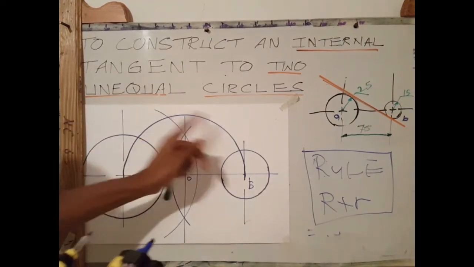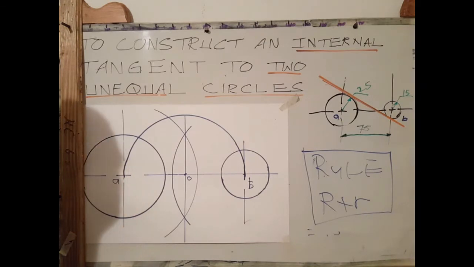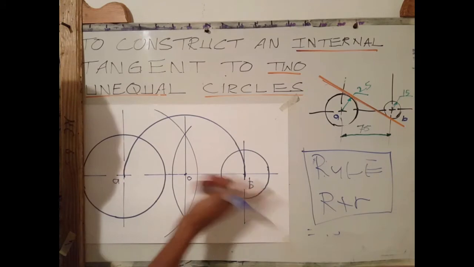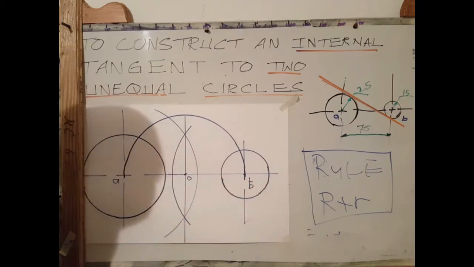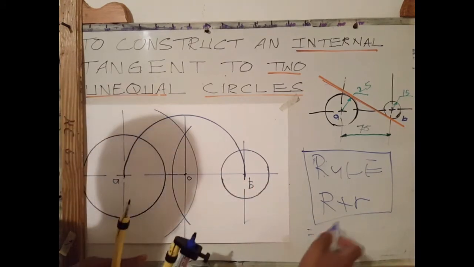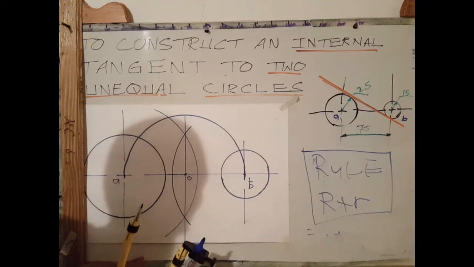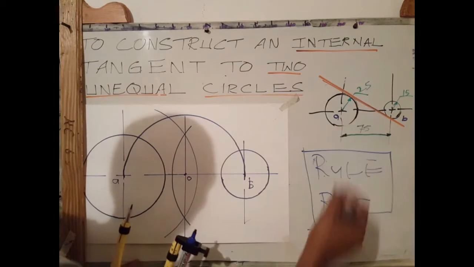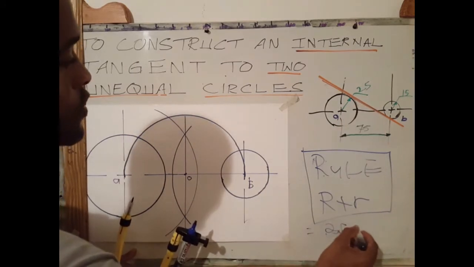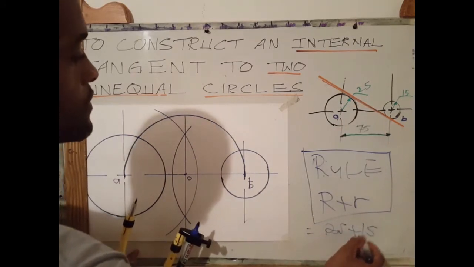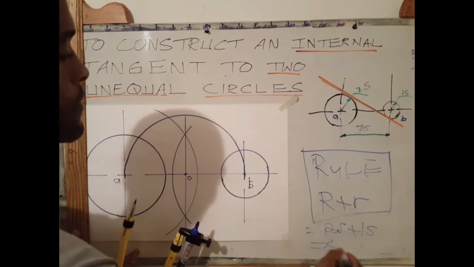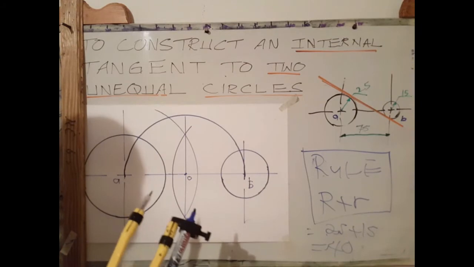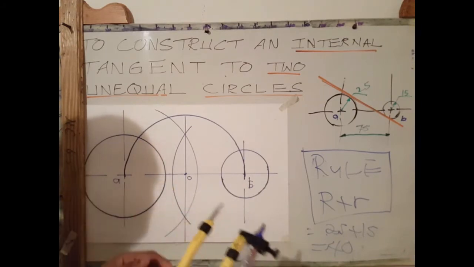Now that you have drawn your semicircle, next step is to add radius A to radius B. It doesn't really matter which way. So it's big R plus small r. You may want to do this mathematically or graphically. So 25 plus 15 is equal to 40. I like to add graphically. It's less likely for me to make an error.